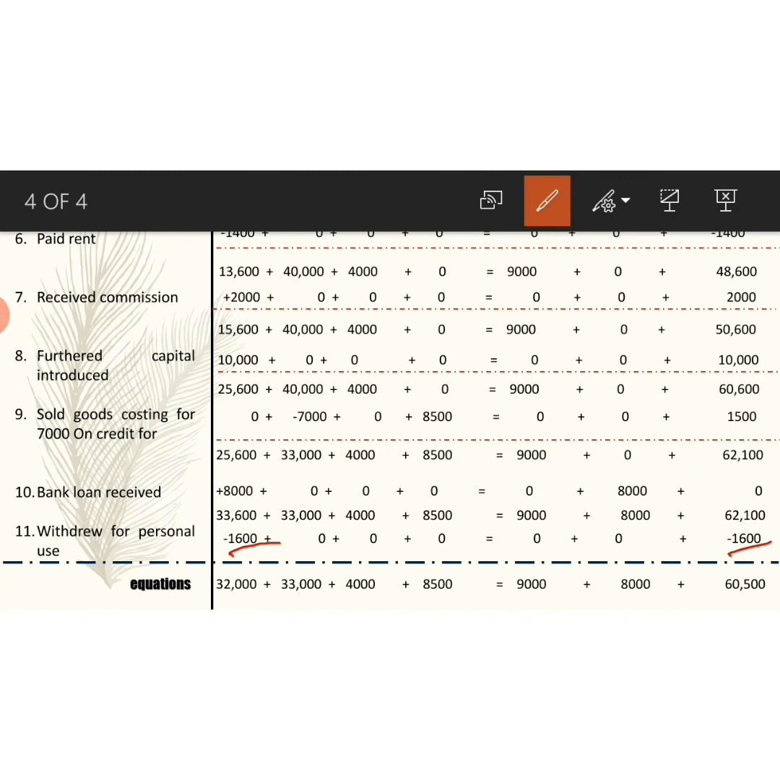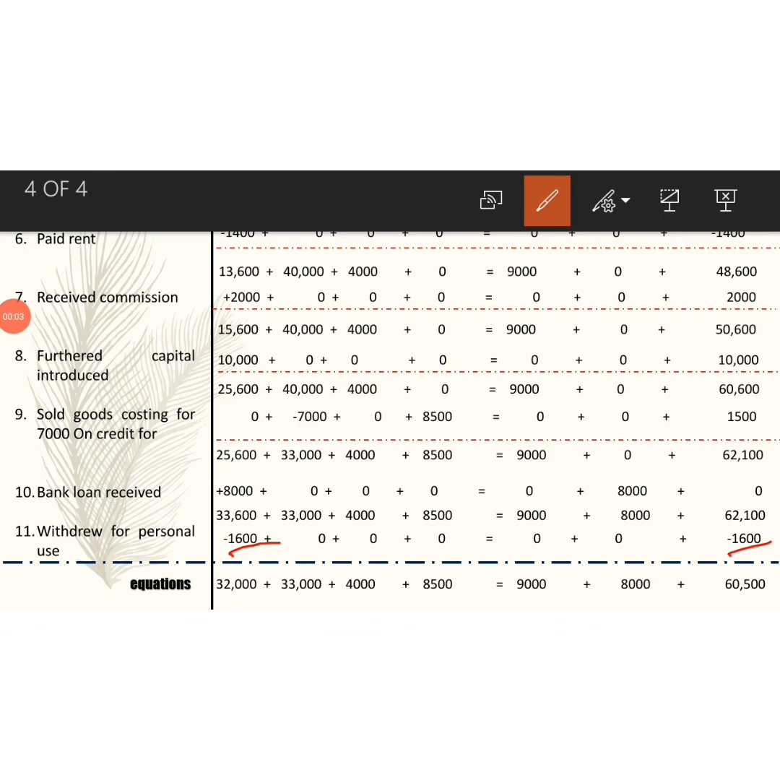Here, the proprietor is drawing money for his personal use. Since he is drawing money in the form of cash, it should be deducted from the cash column, minus 1,600. And also, since the proprietor is the one who draws money, it should be mentioned as less 1,600 in the capital column also.